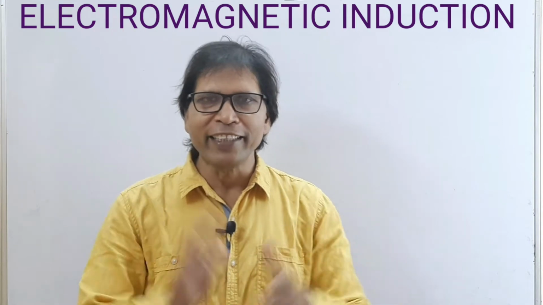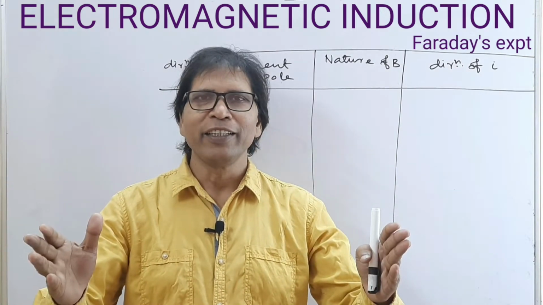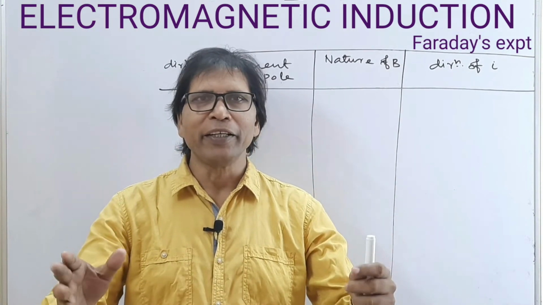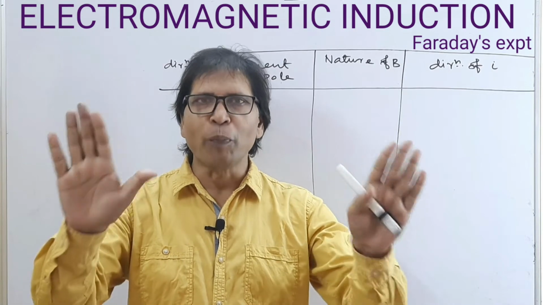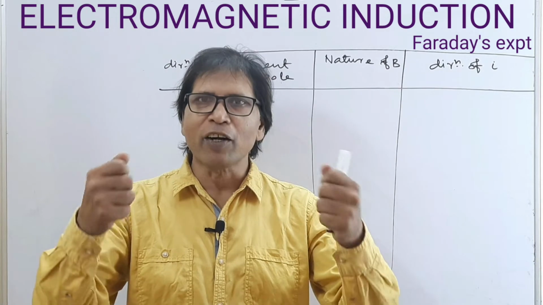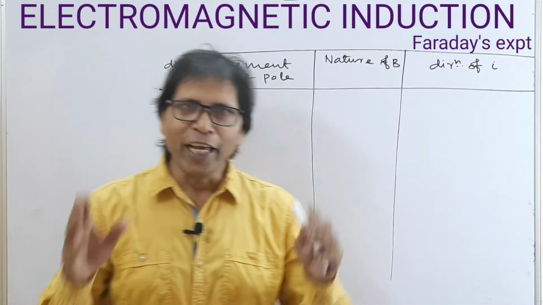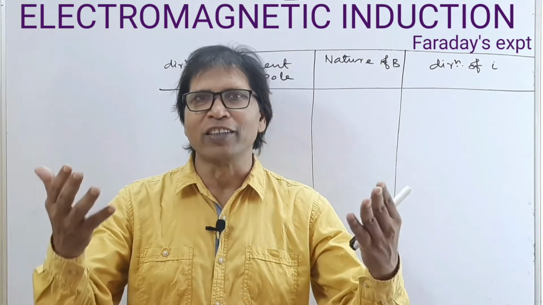This is EMI. What is EMI? When a magnetic field changes in a coil, current is produced. This phenomenon is known as electromagnetic induction. Now Faraday's experiment. In Faraday's experiment, the key word is oppose. That is, the current opposes the cause by which it is produced. That is, EMI always opposes the cause.